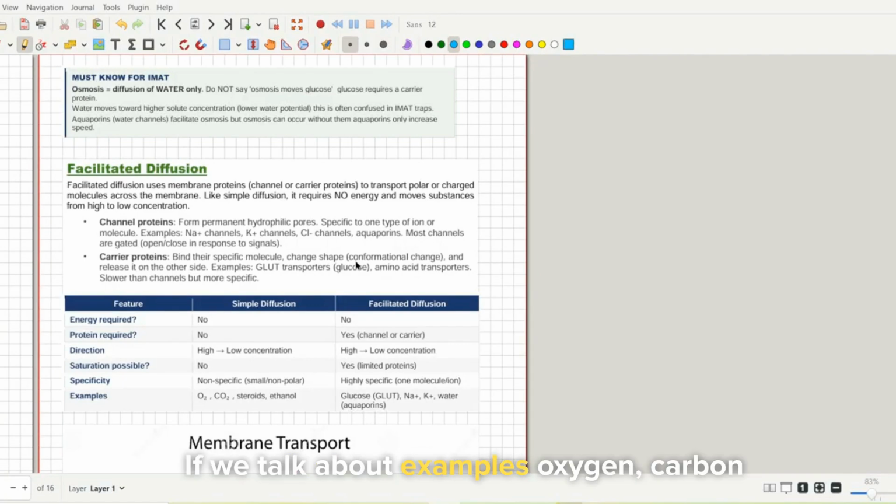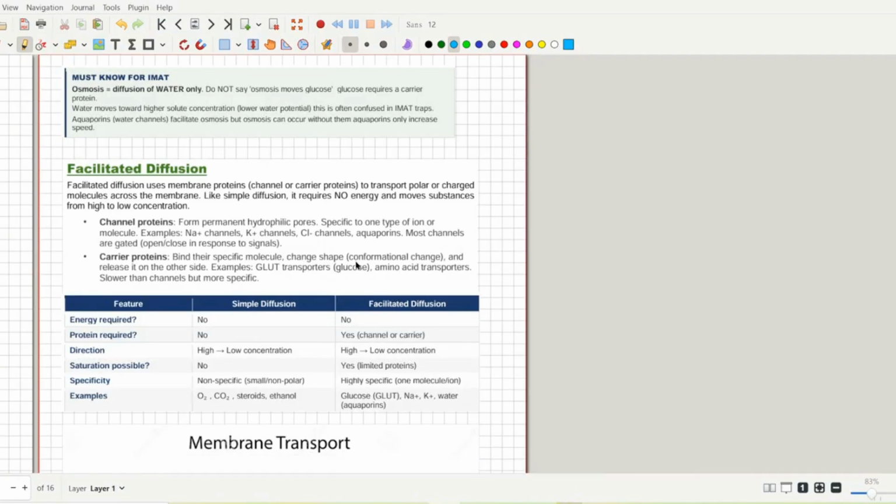If we talk about examples, oxygen, carbon dioxide, steroids, ethanol, urea and alcohol are examples of simple diffusion. If we talk about facilitated diffusion, it includes glucose, which is a large molecule, amino acids, which are large molecules, and ions like sodium, potassium and water. Water is a polar molecule, that is why it goes through facilitated diffusion.